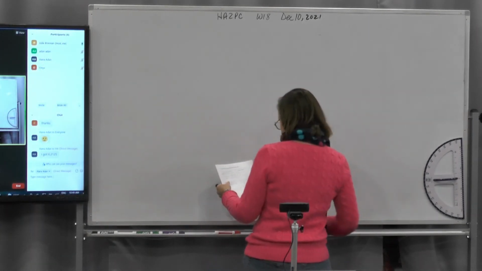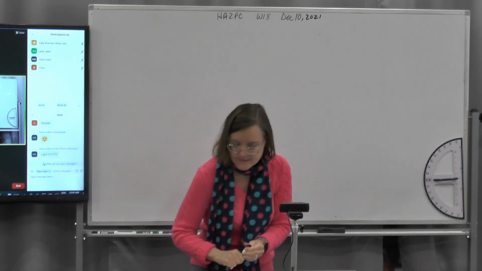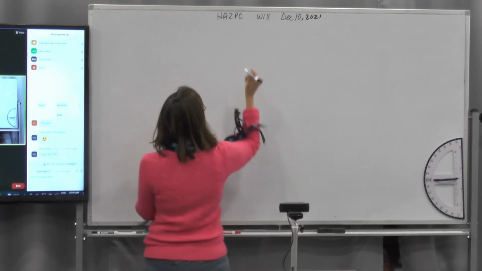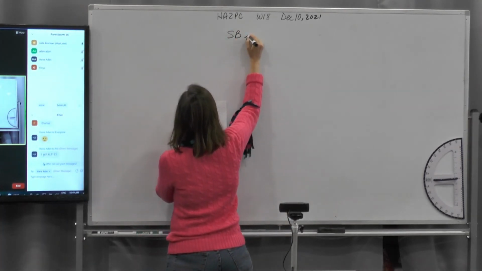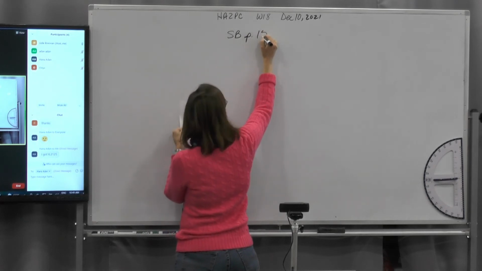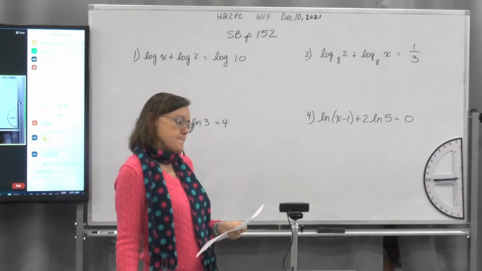So this is SB page 152, practice problems 1 through 6. I'm going to put some hints up if you need them, but this is for you to work on your own, okay?